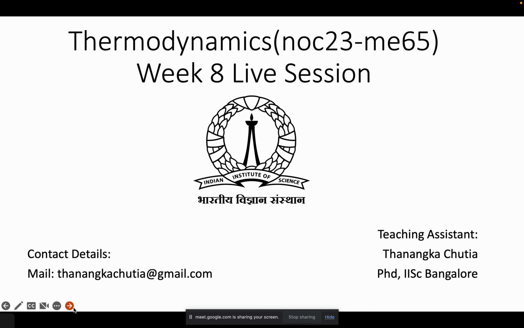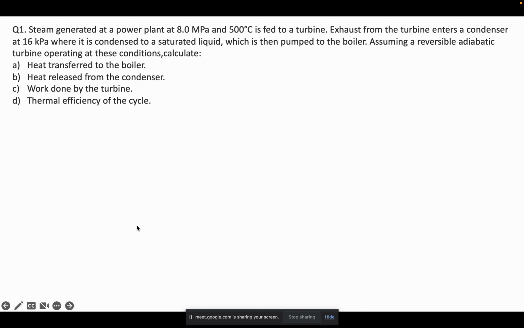Okay, so let us start. Steam is generated at a power plant at 8 megapascal and 500 degrees Celsius and is fed to a turbine. Exhaust from the turbine enters a condenser at 16 kilopascal, where it is condensed to a saturated liquid, which is then pumped to the boiler. Assuming a reversible adiabatic turbine operating under these conditions, calculate the heat transferred to the boiler, the heat released from the condenser, the work done by the turbine, and the thermal efficiency.